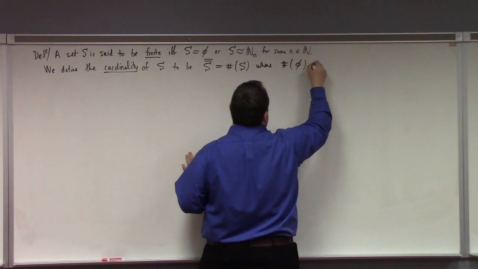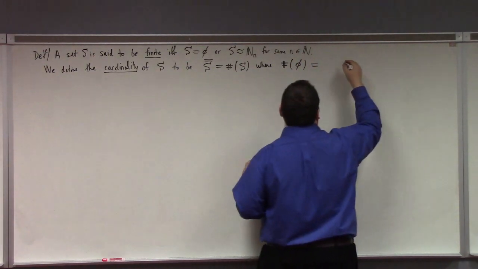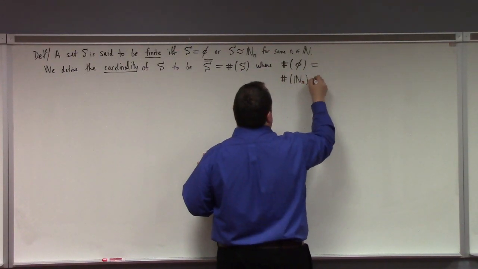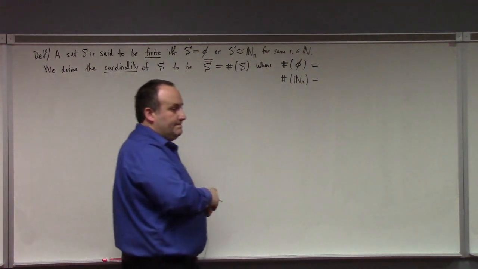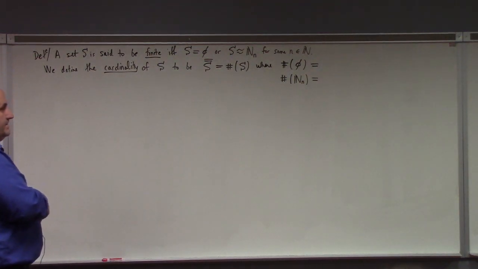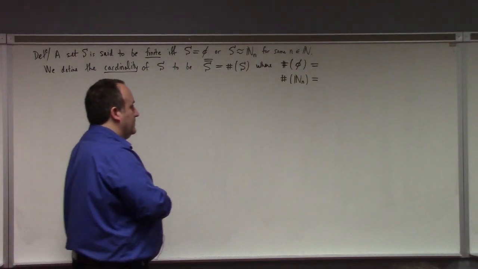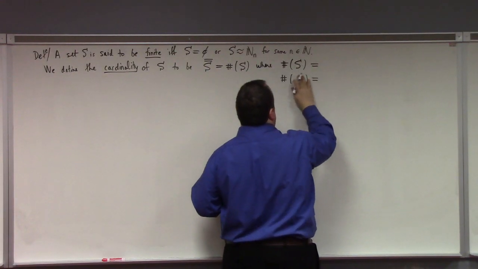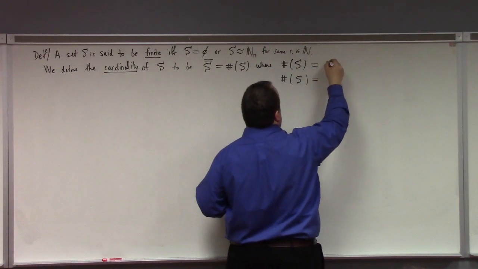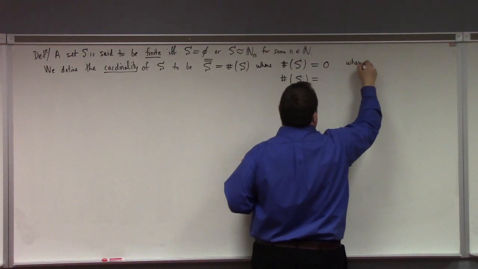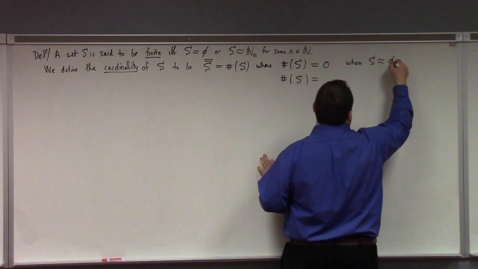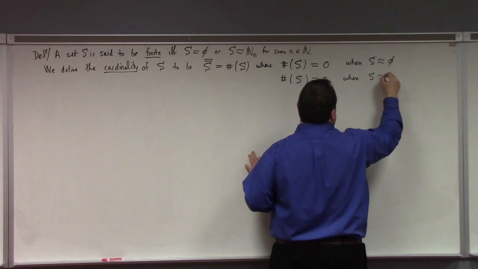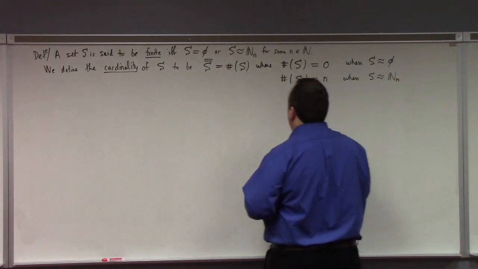The number of the empty set is what? In other words, the cardinality of the empty set is what? And the cardinality of n sub k, of n sub n, is what? I'm sorry, my bad. I need to define it for S. So I need to put S in both of these spots and put a little bit of fine print over here. So it's going to be 0 when S is equivalent to the empty set, and it's going to be n when S is equivalent to the natural numbers up to n.